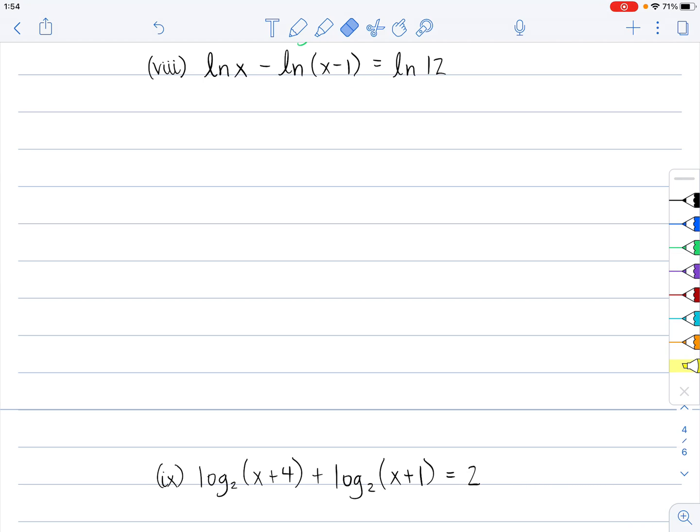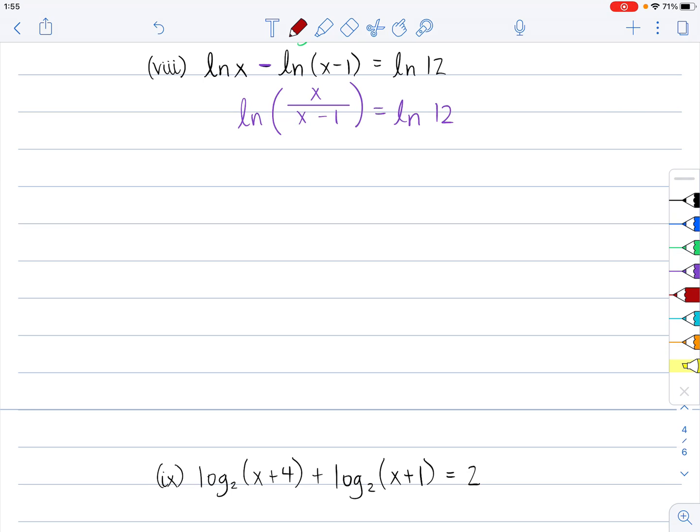We know some properties of logs that say that subtraction outside is actually division inside of 1 log. And so ln of x minus ln of x minus 1 we can condense down into 1 ln of x divided by x minus 1, and that's going to equal ln of 12. Once I have 1 log equal to 1 log, then I am ready to base both sides.